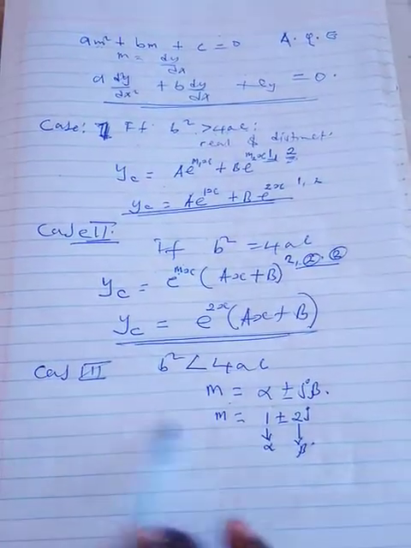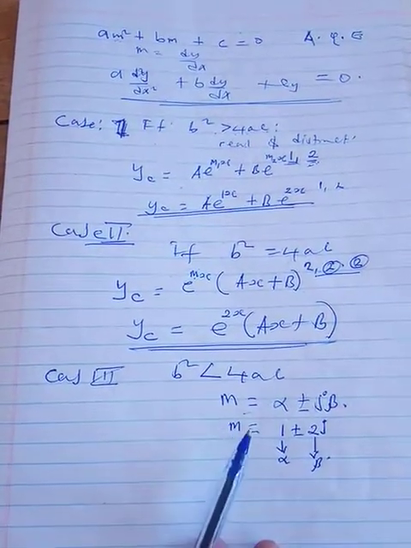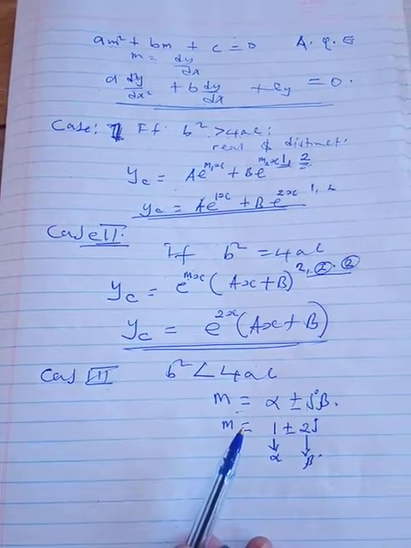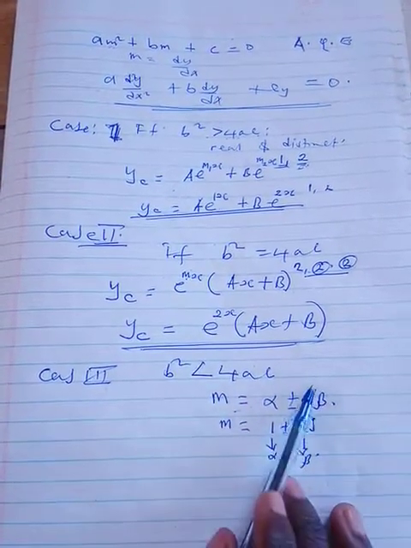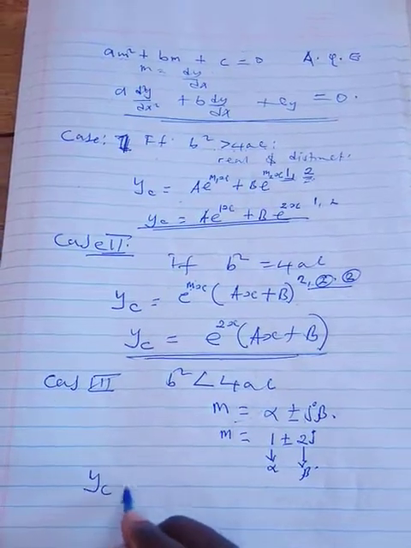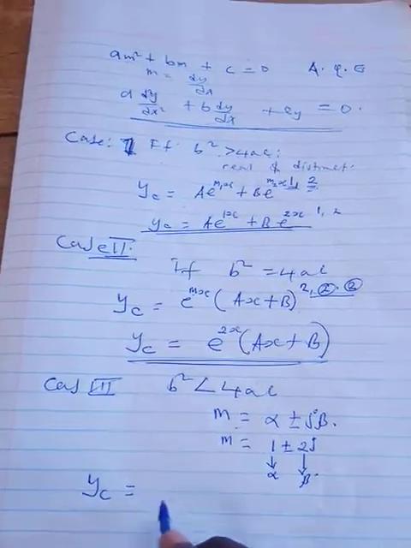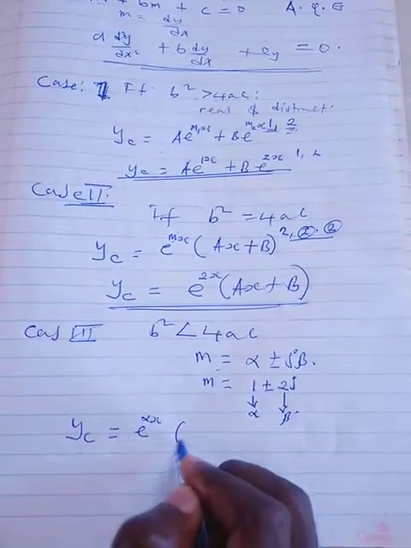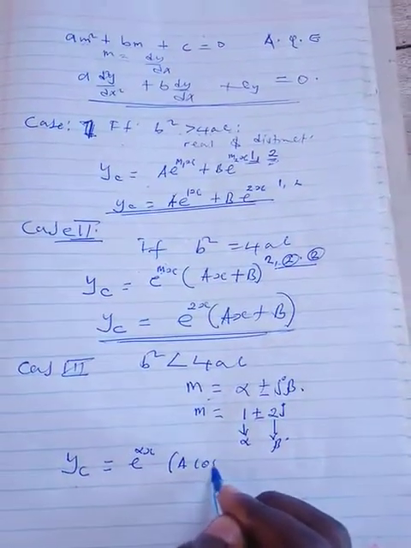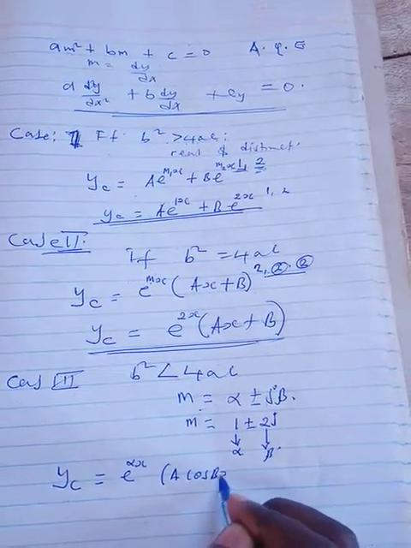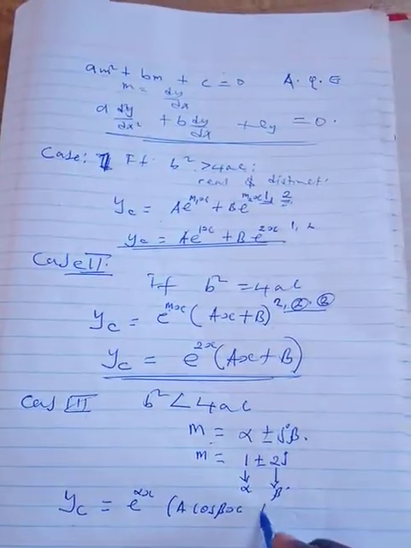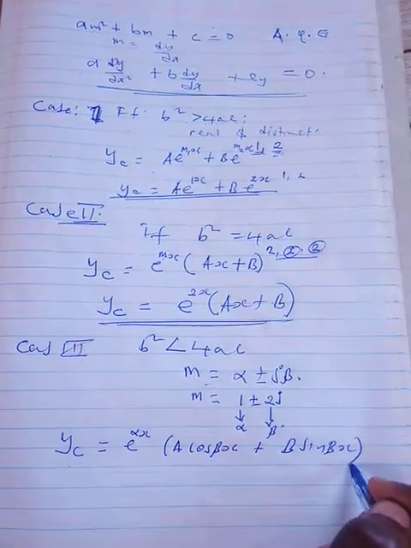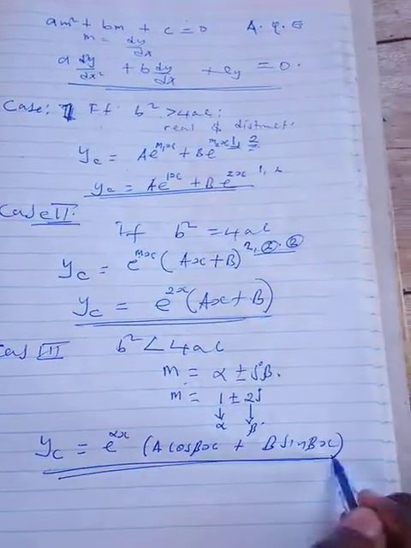How will the solution for such a differential equation look when the auxiliary equation gives you a complex root? It will be in the form y_c. The complementary solution will be in the form of exponential alpha x into (a cos beta x plus b sine beta x). This is how your solution will be.